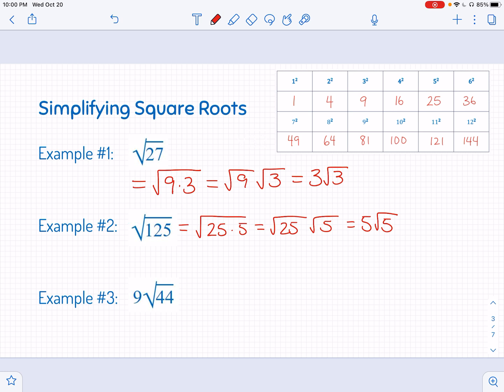And this next one, it's going to work the same way. You're going to leave 9 in front as a coefficient. And then you're going to use this list and say, what's the biggest one of these numbers that divides evenly into 44? So I know 4 times 11 is 44. And then I'm going to go down here. The square root of 4 is 2. And 9 times 2 is 18.